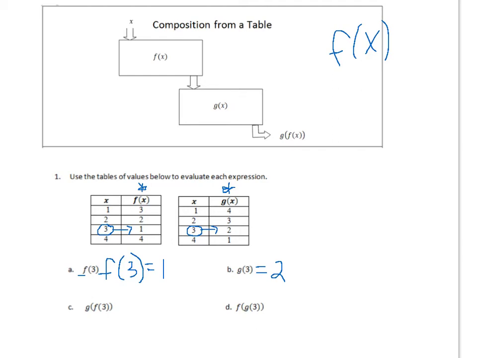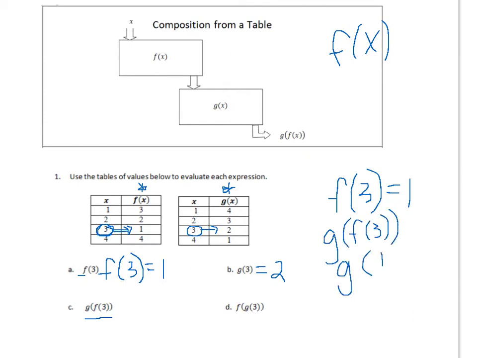when I look at composition g of f of 3 down here, what that tells me is first evaluate f of 3. We already did that in the previous part. I looked at where x was 3 and I looked at the y value. The y is 1. So if f of 3 is 1, g of f of 3 has to be the same thing as g of 1. If you notice, I'm just taking what f of 3 equals and substituting it in for f of 3.